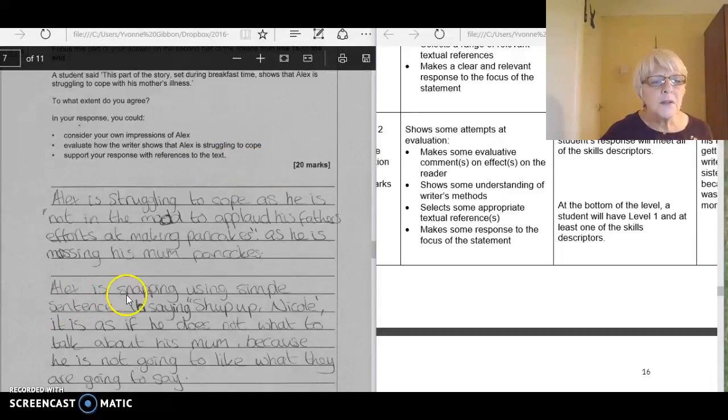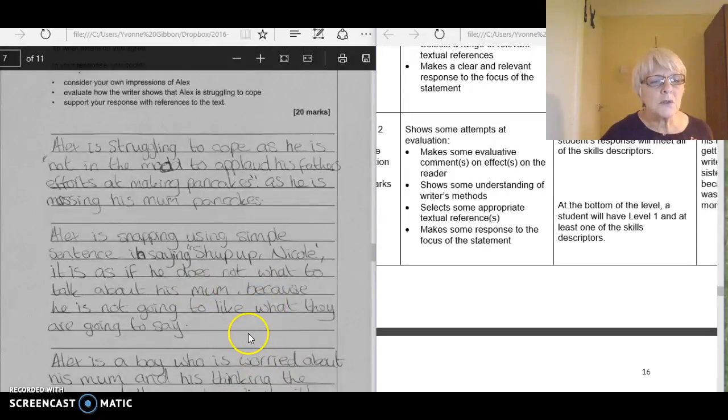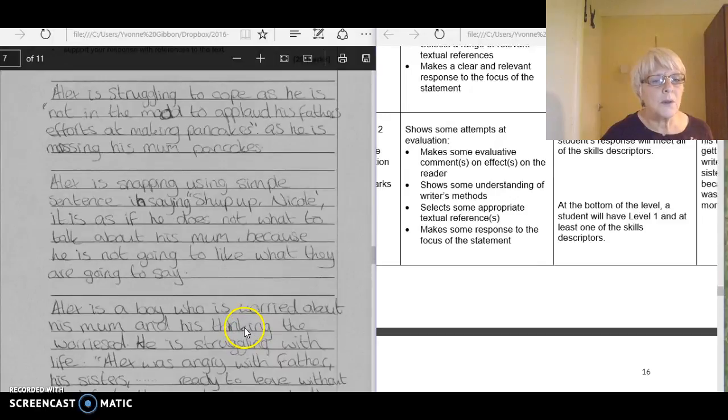So here you said Alex is snapping, using simple sentences and saying "shut up Nicole." So there is an example of you showing the methods that the writer is using, and your explanation is that he doesn't want to talk about his mum because he's not going to like what they're going to say. So it's a good point. You've considered all 3 bullet points in there.